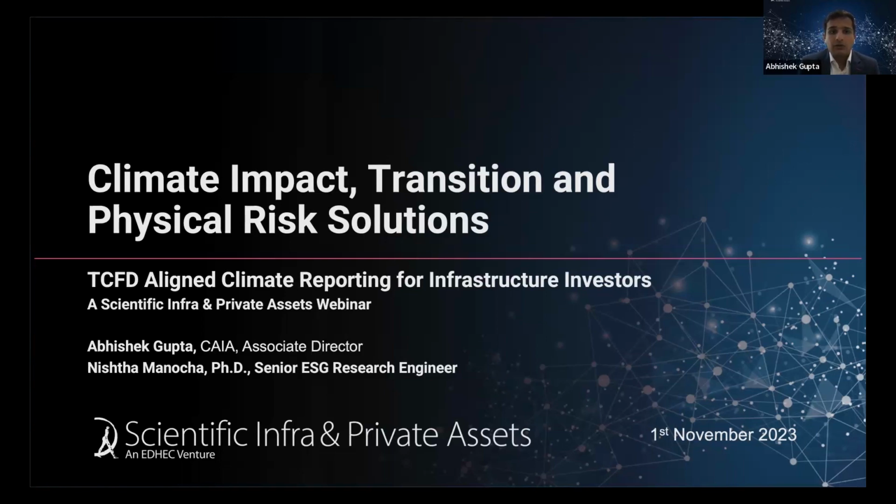As well, we wanted to highlight how these solutions are aligned with reporting requirements such as TCFD. And finally, we'll take a very practical use case of how investors can implement that data and solutions for their own infrastructure portfolios. So today, I'm joined by my colleague, Nishtha Manocha, who is a senior ESG research engineer, and we'll take turns and present this webinar to you.